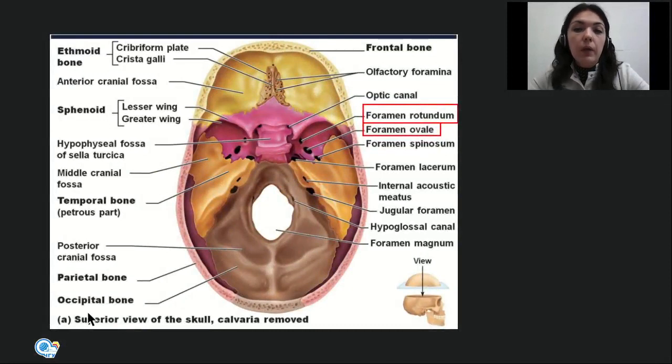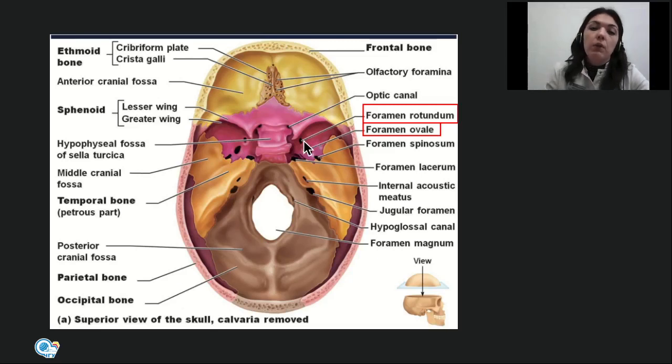Here you can see it. The ophthalmic nerve leaves the cranial cavity through the superior orbital fissure together with the 3rd, 4th, and 6th pairs of cranial nerves, and the maxillary nerve leaves the cranial cavity through the foramen rotundum. And you remember that the foramen rotundum is a communication between the middle cranial fossa and the pterygopalatine fossa. And the mandibular nerve leaves the cranial cavity through the foramen ovale, between the middle cranial fossa and the external cranial base.